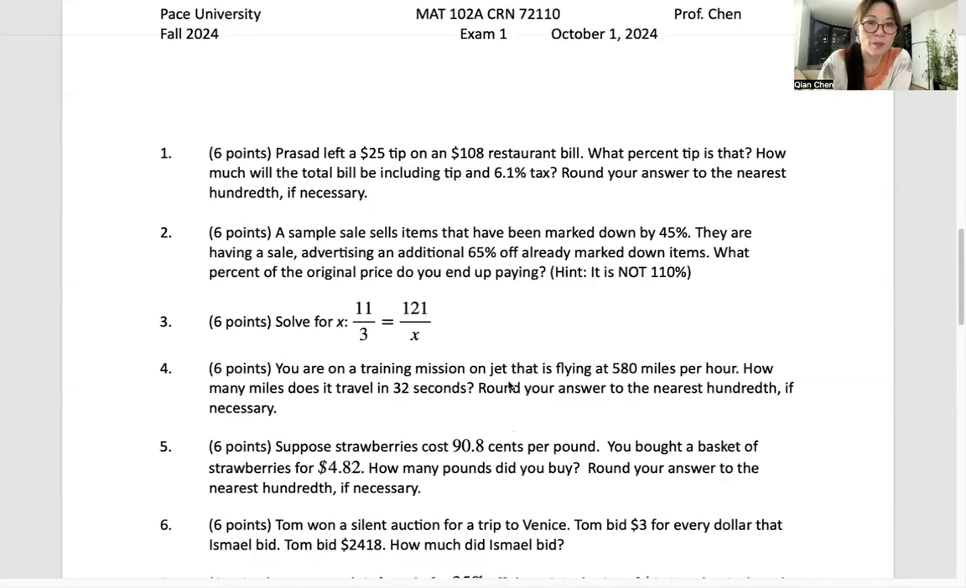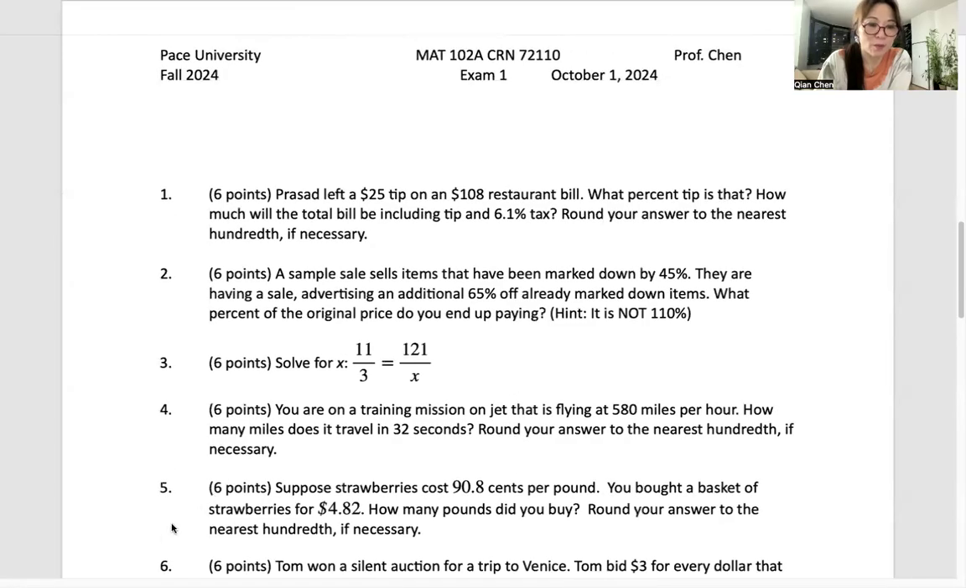Okay, remember also, let's recall what we have done in class. One way is that we apply the previous formulas in word problems. Another thing we have learned is about the percentage.